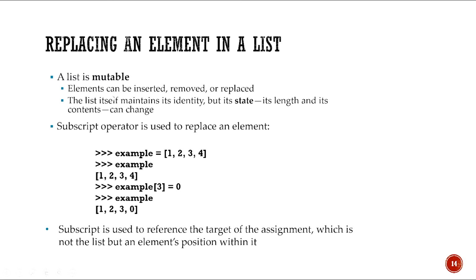A list is mutable. Elements can be inserted, removed, or replaced. It means that we can update them. The list itself maintains its identity, but its state, its length, and its content can change.